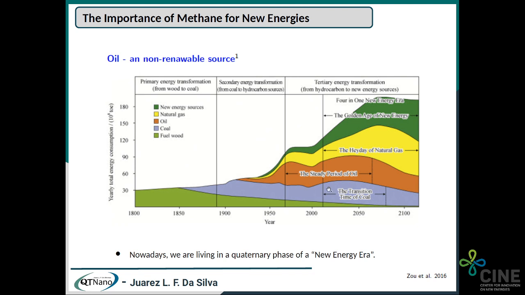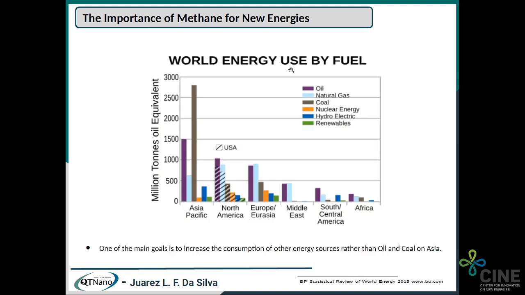This graphic shows that we are actually in a quaternary phase of the new energy era, where we are dependent on coal, oil, natural gas, and other green renewable sources of energy. However, if you look at the projections for 50 and 100 years further, we can see that we are in slow transitions, but nowadays we are in the heyday of natural gas. However, this scenario is not spread worldwide.